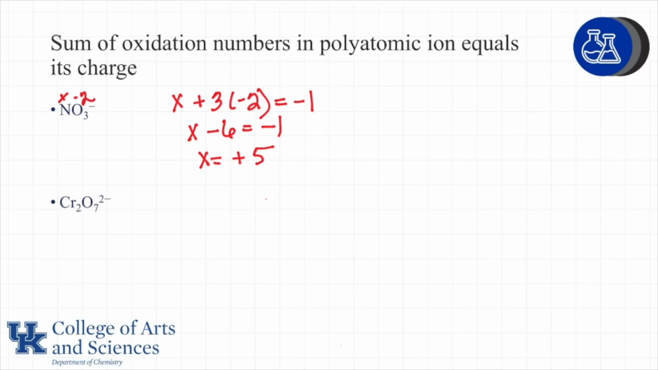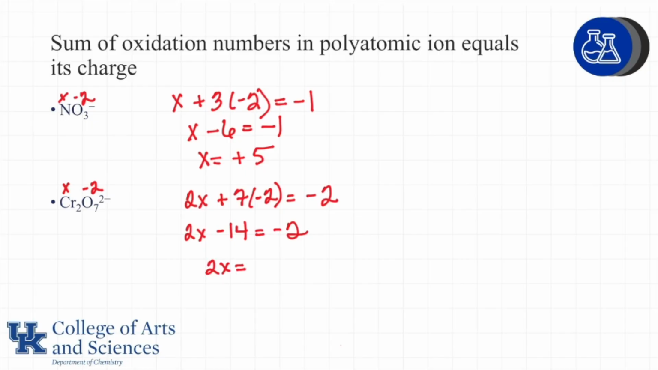Our next example is with the dichromate ion. We don't have a rule for chromium, so we label that with X. It's our unknown. Again, oxygen has a -2 oxidation number, and that's per each oxygen. And we know the sum of those will be equal to -2. I do have to take into account that we have 2 chromiums and 7 oxygens. So 2 times X plus 7 times -2 equals -2. 2x minus 14 equals -2. I add 14 to both sides and get 2x equals 12, and then divide both sides by 2 to get x equals +6, which is my oxidation number for each chromium in the dichromate ion.